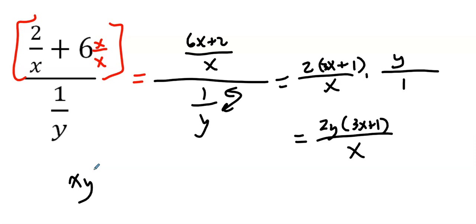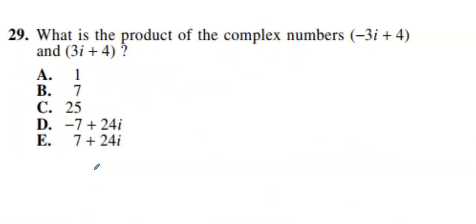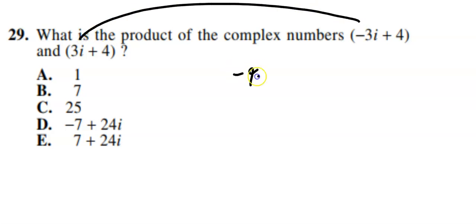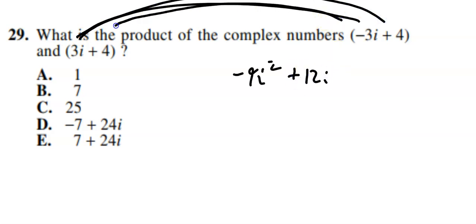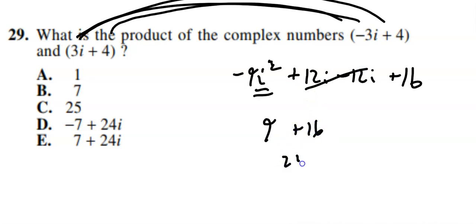That's the lesson for today. Let me look back at this one. So just try this one. Product of the complex numbers, that and that. So when you FOIL that together, first times first would be negative 9i squared. Outside would be plus 12i. Inside would be minus 12i. It's kind of interesting. And last would be plus 16. So i squared is really negative 1 here, so that's positive 9. These go away. Plus 16, which is 25.